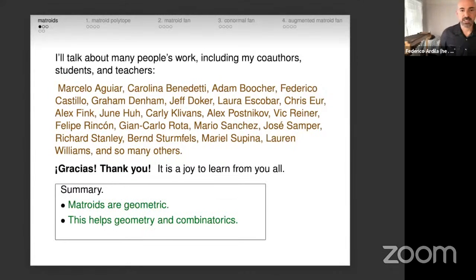The summary of my talk is the following. I'm hoping to convince you that matroids are geometric. So first I need to tell you what matroids are, and then I will explain to you why I really think that they're very geometric objects that should be understood that way. And the second thing that I would like to talk about is just how this fact that matroids are geometric is really very helpful for geometry and also for combinatorics.